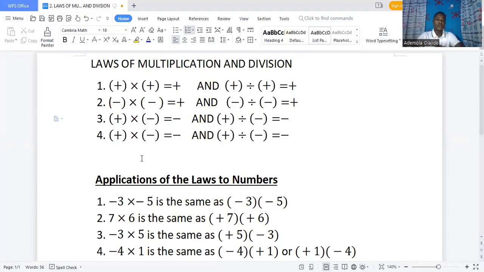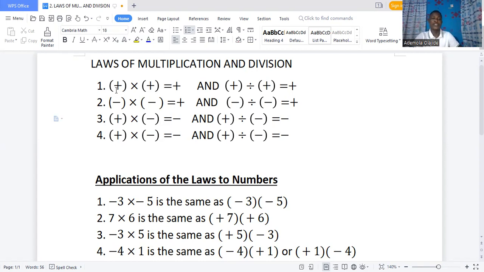Okay, so we want to look at the second series of our ongoing common entrance preparation. Today we'll be looking at the laws of multiplication and of division. As you can see here, it is the same laws that govern multiplication that also govern division.